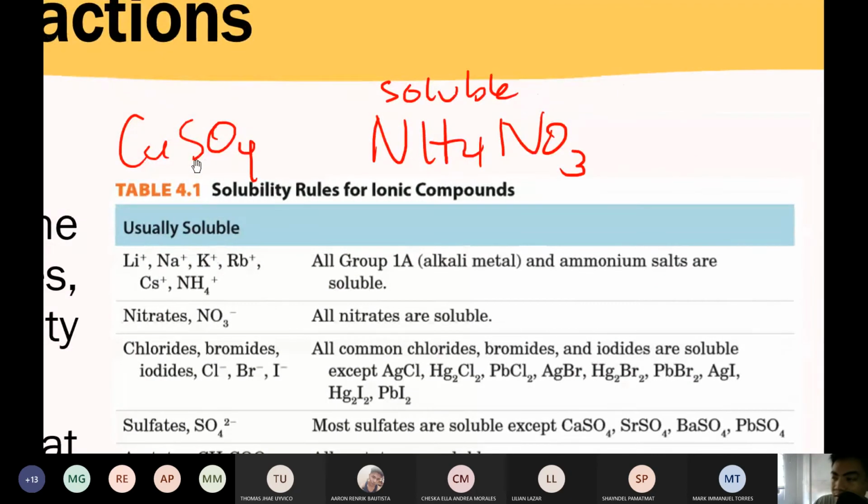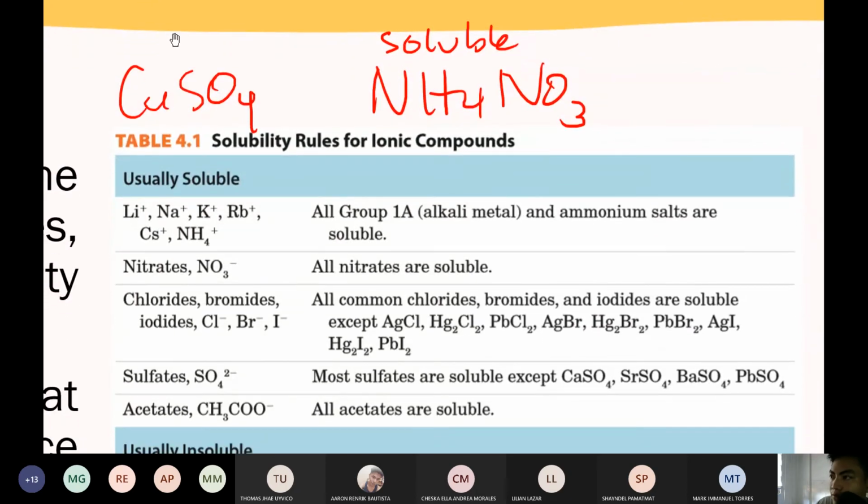How about copper sulfate? Copper sulfate, tingin tayo, ano sinabi? Ayun, sulfate. Sabi, most sulfates are soluble except for calcium, strontium, barium, lead. Ano ba yung kapartner ni sulfate? Copper. Siya ba ay calcium? Hindi. Strontium ba yung copper? Hindi. Barium ba yung copper? Hindi. Lead ba yung copper? Hindi. Okay? So basically, this is soluble.